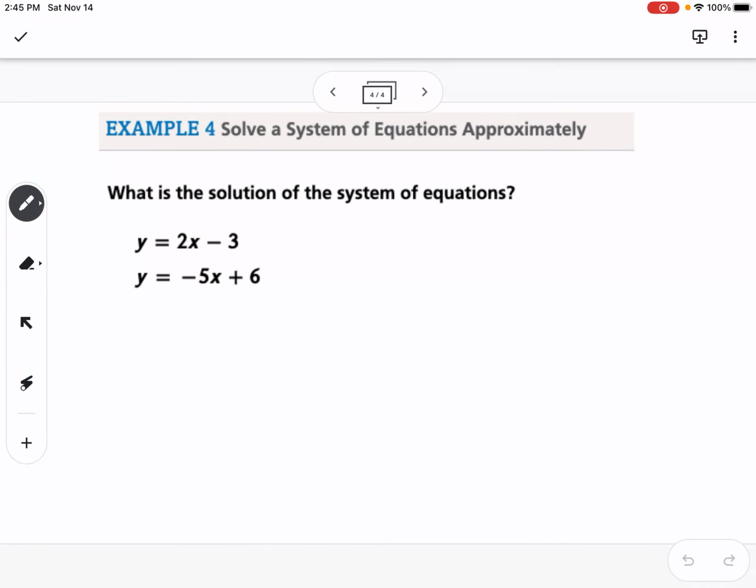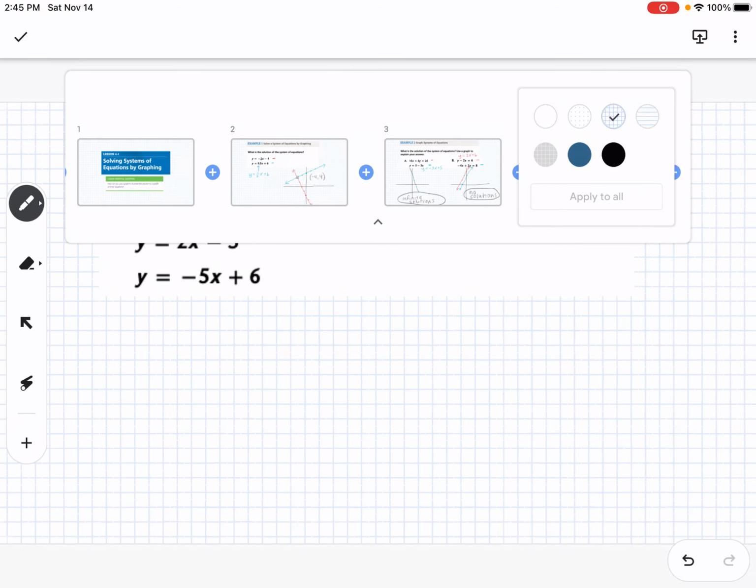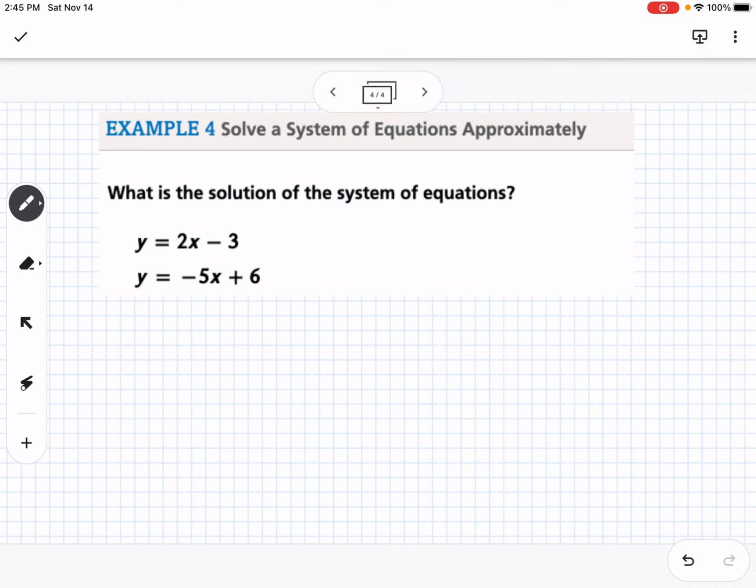Okay, so our last example here is what is the solution of a system of equations. So sometimes you graph. So let's sketch what this would look like here. Okay, so let's sketch.